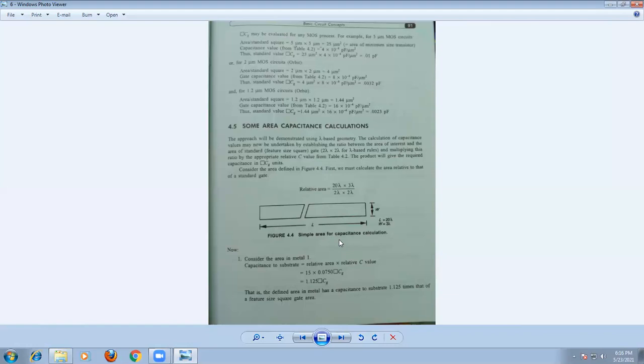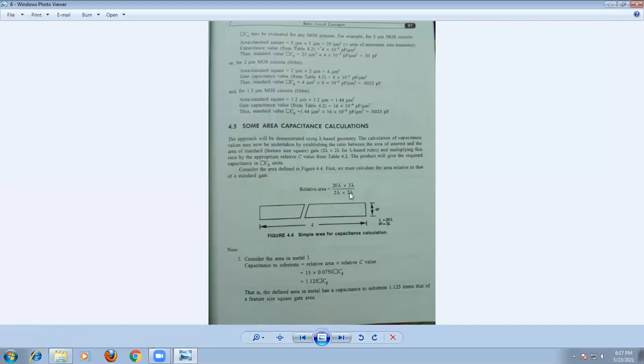So by default, we can consider it is a 5 micrometer technology. Therefore, we can calculate the capacitance in 5 micrometer technology, right? So first calculate the relative area. How to calculate the relative area? The relative area is equal to the actual area of the layer divided by the standard gate area. The actual area of the layer is 20 lambda into 3 lambda, L into W, divided by the standard gate area, 2 lambda into 2 lambda.